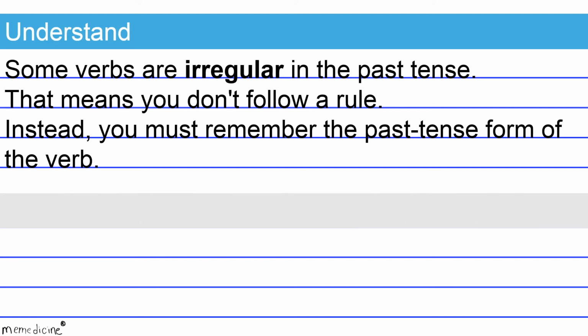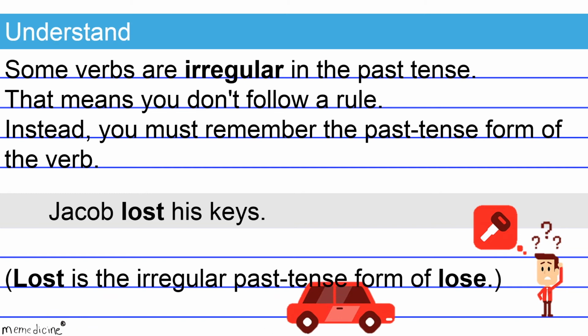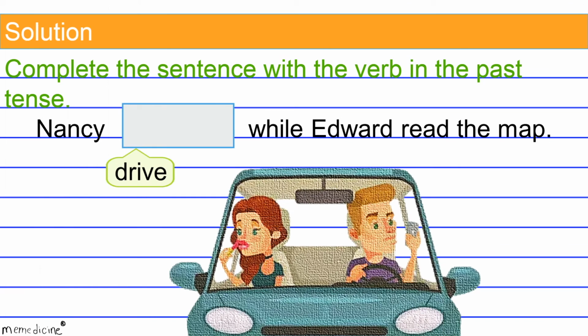Instead, you must remember the past tense form of the verb. Check out this example. Jacob lost his keys. Lost is the irregular past tense form of the verb lose. This is a correct shift, and the overall sentence is formatted correctly. All right, back to our original question, and now for the solution. Drove is the simple past tense verb form of drive. This is an irregular verb form, so you'll have to commit it to memory.